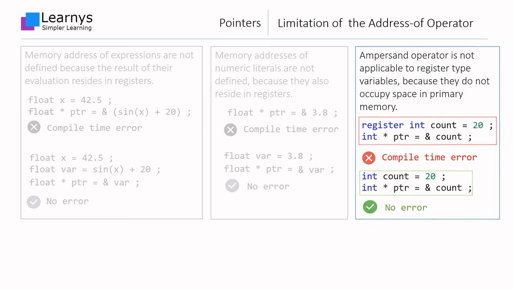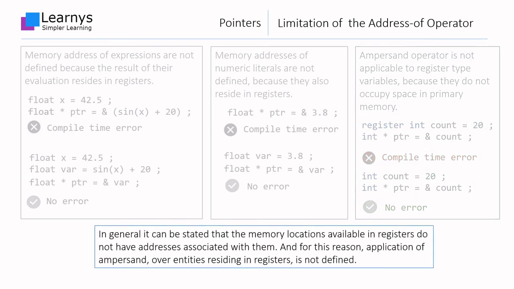In general, it can be stated that as far as a user-defined C program is concerned, the memory locations available in registers do not have addresses associated with them. And for this reason, application of ampersand over entities residing in registers is not defined. We have seen the applications and limitations of the ampersand operator.